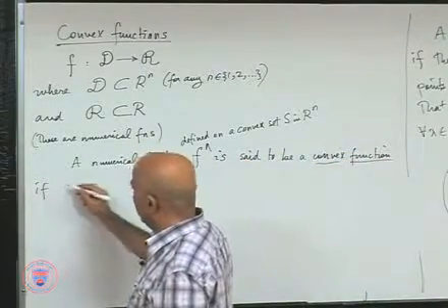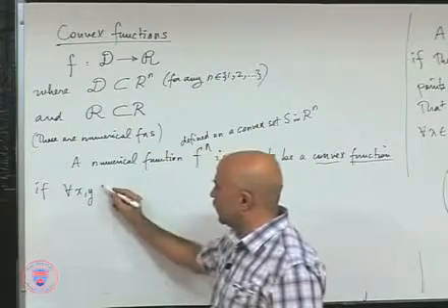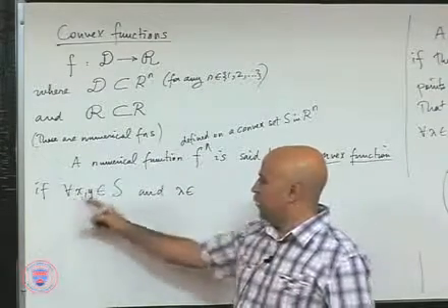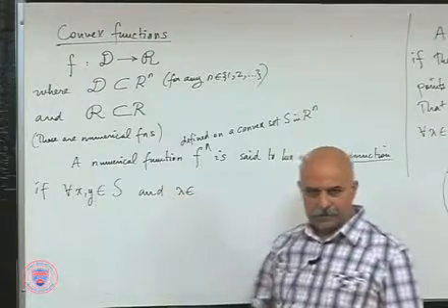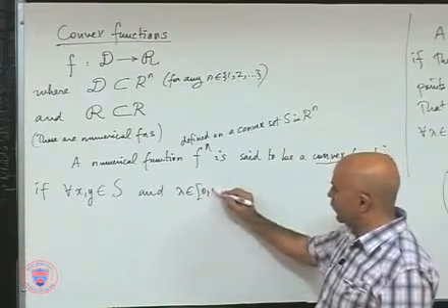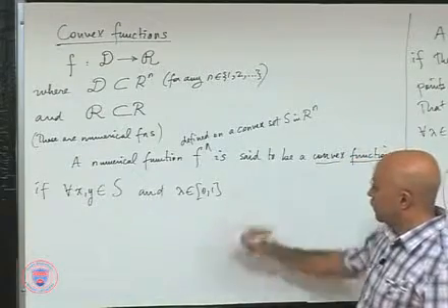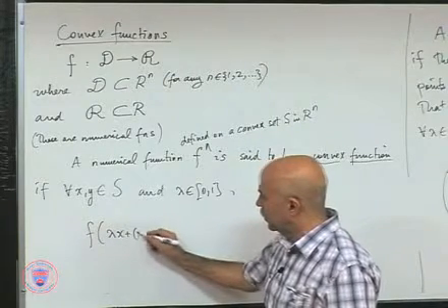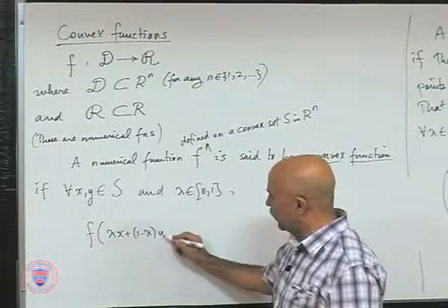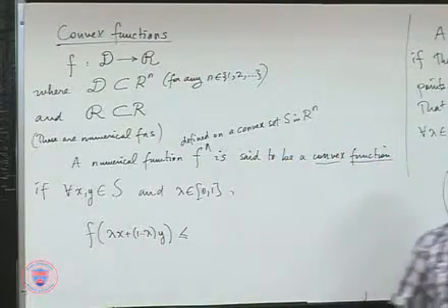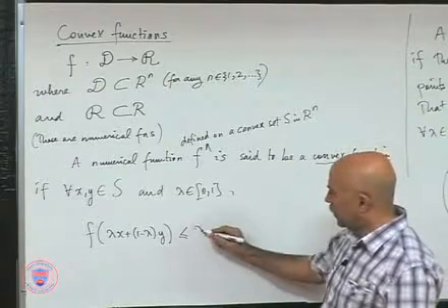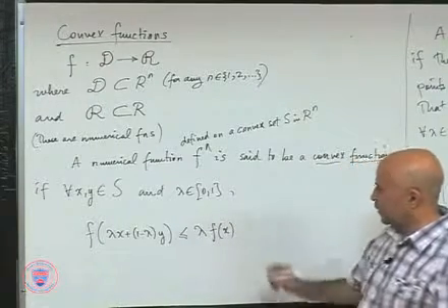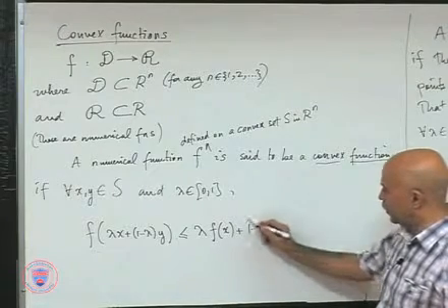if for every choice of points x and y in the domain, and lambda in the unit interval 0, 1, the value of f evaluated at the convex combination lambda x plus 1 minus lambda y is always bounded above by the convex combination of the numerical values assigned to x and y: lambda f of x plus 1 minus lambda f of y.